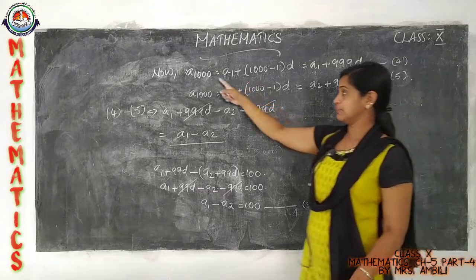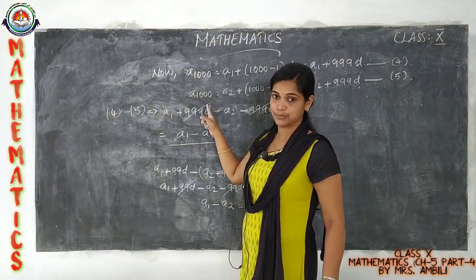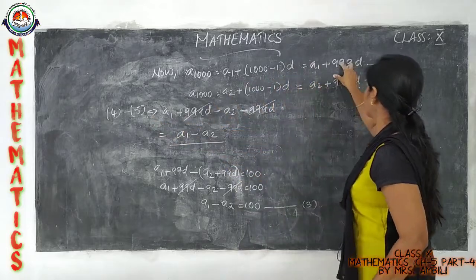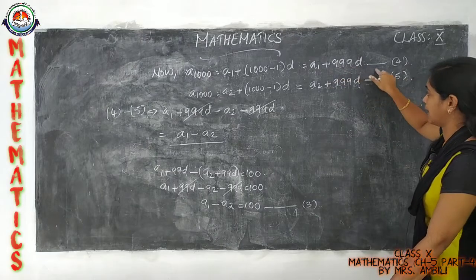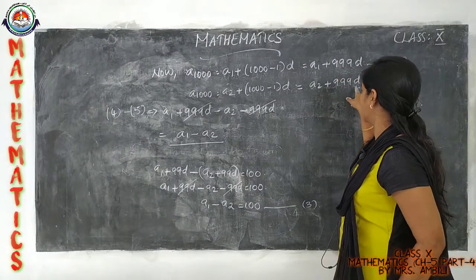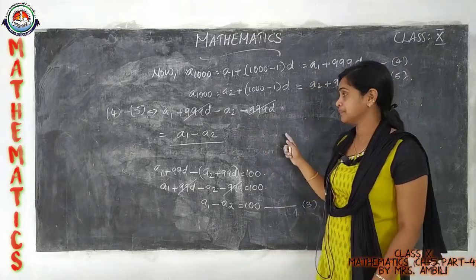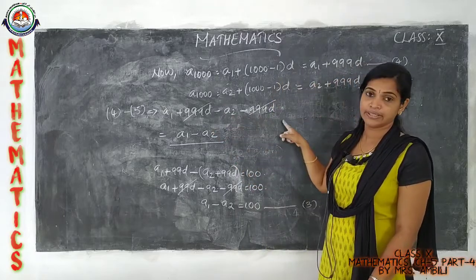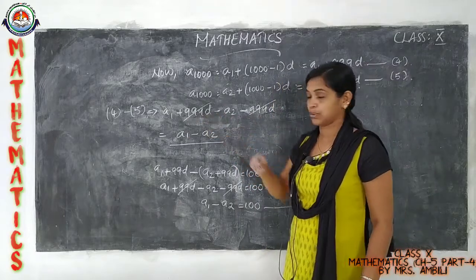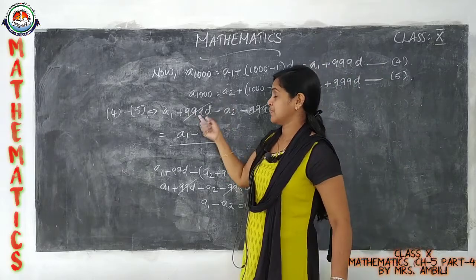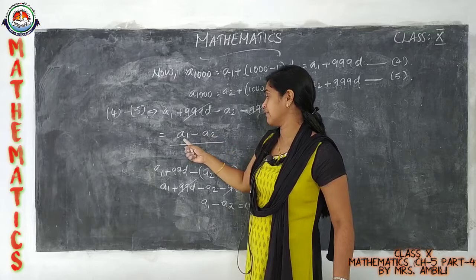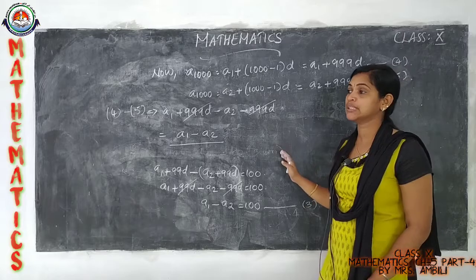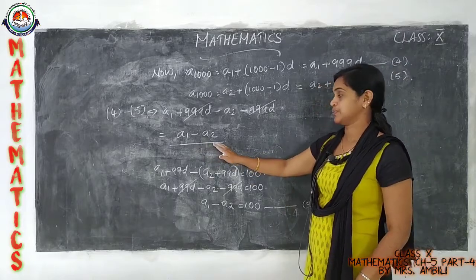Difference means A1000 minus this one, difference of these two. That we wrote 4 minus 5, that is A1 plus 999D minus A2 plus 999D. While opening the bracket we will get A1 plus 999D minus A2 minus 999D. So these two we will get 0. What we will get? Difference between these two AP, we will get A1 minus A2. Okay. Difference between their 1000th term we got A1 minus A2.